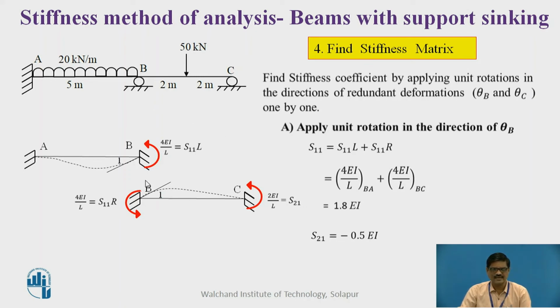So, theta B we assumed anti-clockwise, therefore in the anti-clockwise direction the rotation is given, and for that we need to apply a moment 4 EI by L. So, the left span value gives me S11L, right span value gives me S11R, and the summation gives me S11. So, that value works out to be 1.8 EI. Whereas at C, it is S21, and this particular moment is anti-clockwise, and my rotation at C I have assumed clockwise, therefore this value will be negative, it is minus 0.5 EI. And this moment at C will be half of the moment at B. It is a carryover from B to C.